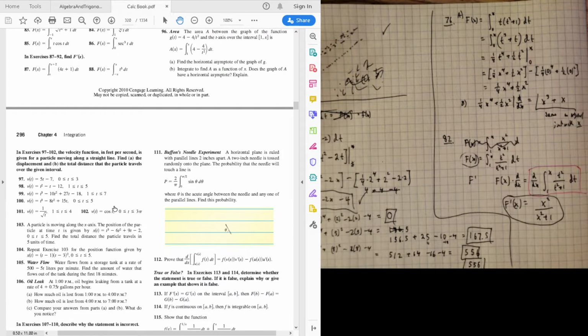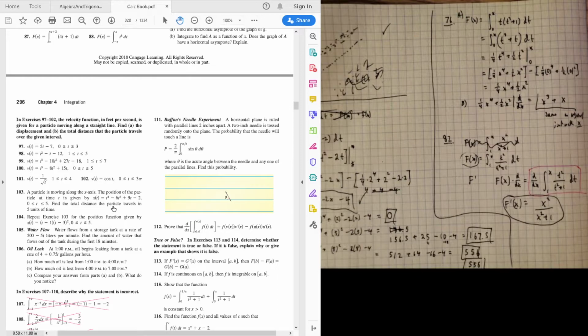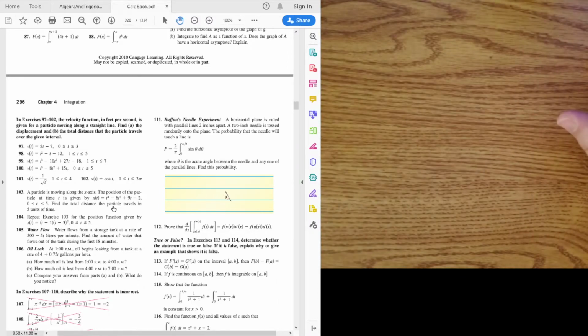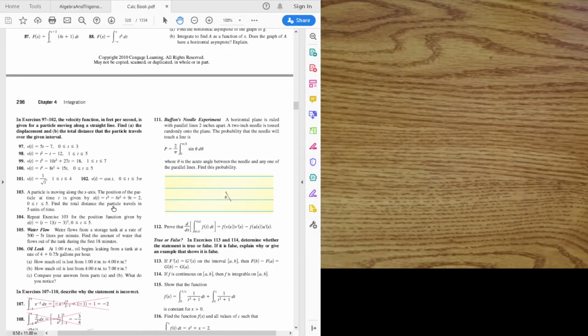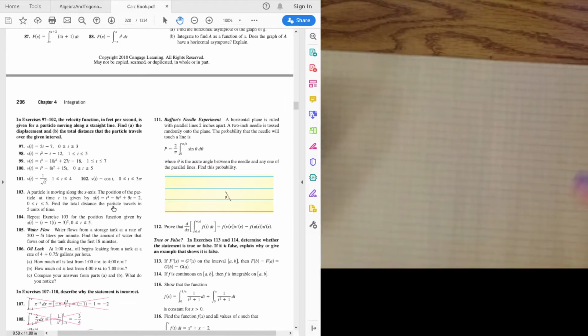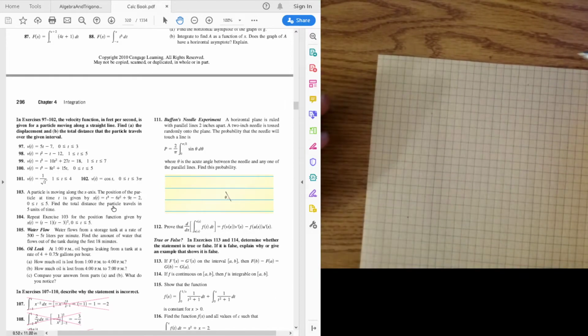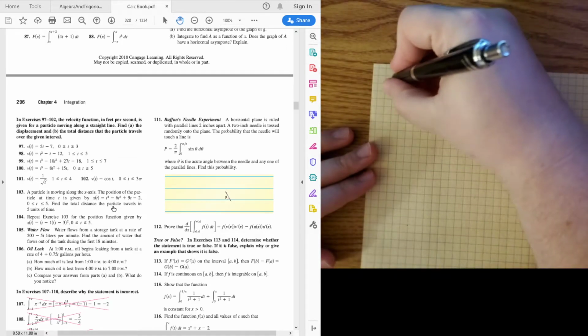Okay, let's look at the last couple: 97, 99, and 101. In these exercises, the velocity function in feet per second is given for a particle moving along a straight line. Part A, find the displacement. Part B, find the total distance that the particle travels over the given interval. At this point, let's have a short mini lesson.